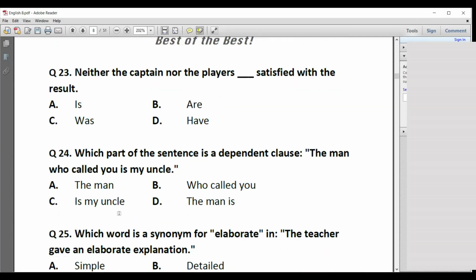Question 23. Neither the captain nor the players ___ satisfied with the results. A is, B are, C was, D have. The correct option is option B, are. According to subject verb agreement rules, the verb agrees with the word players, which is the nearer plural subject.